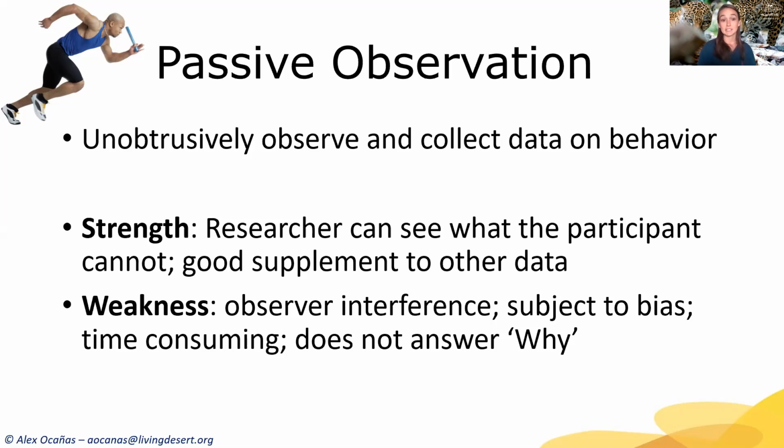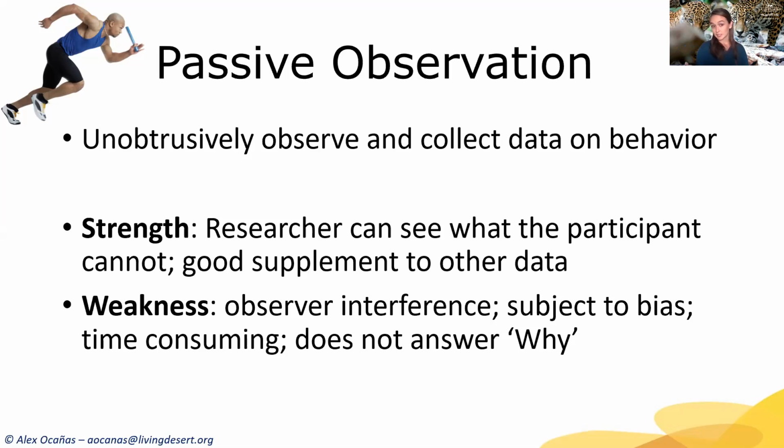And because of this, passive observation as a method is really complementary to other types of data. So you could, for example, collect information from those people about their behavior, and then go back again and observe their behavior, and use those together to understand really what's going on here.